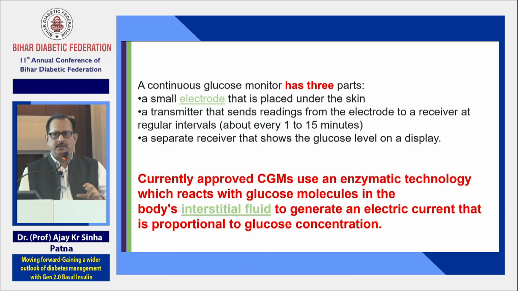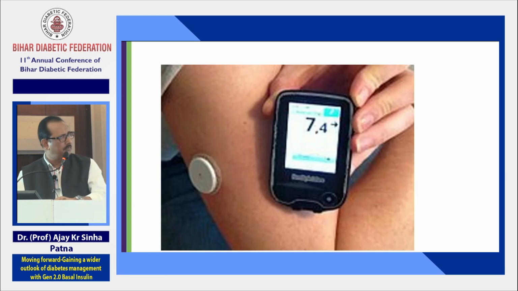There are a variety of types of continuous glucose monitoring devices. All are not accepted by the regulatory authority. The currently approved CGMs use an enzymatic technology which reacts with glucose molecules, not in the vascular compartment but in the interstitial fluid, to generate an electric current that is proportional to glucose concentration. So this is the mechanism of action of continuous glucose monitoring, which is accepted by the regulatory authority. So this is the device.